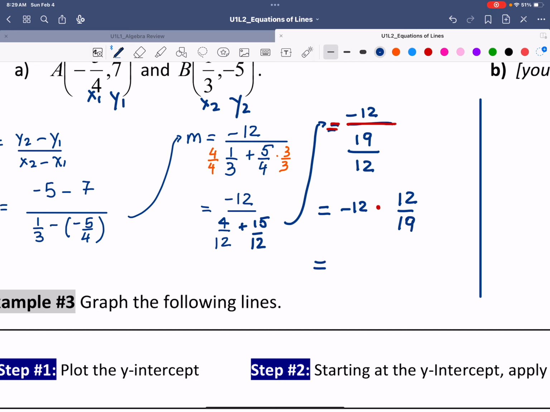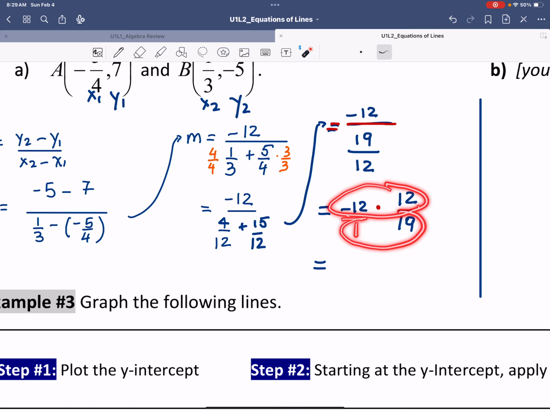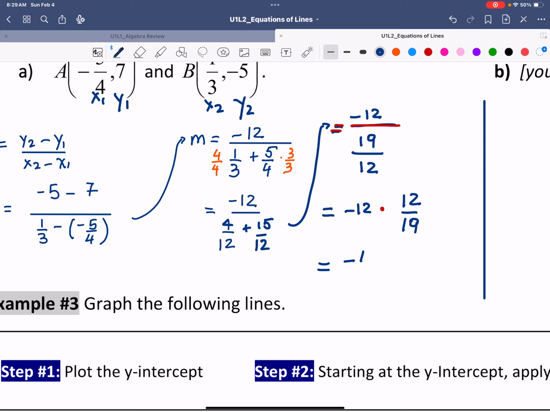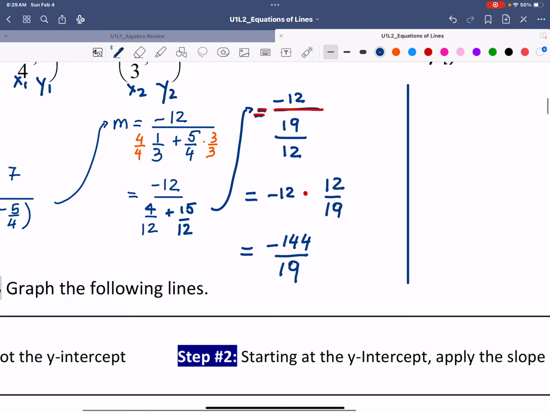So this will be equal to, when you multiply a number by a fraction, you treat the number as a fraction with denominator 1. You multiply the tops together, the bottoms together, and this will be negative 144 divided by 19. 19 is a prime number. We can try to divide 144 by 19, and it seems that it's a decimal number, so we're going to leave it in exact form. It is best we leave the slope always in exact form.